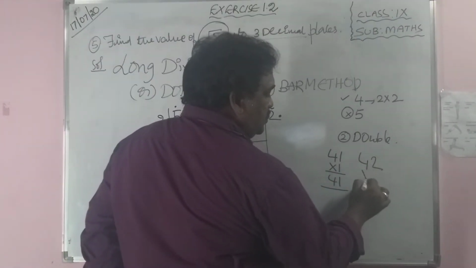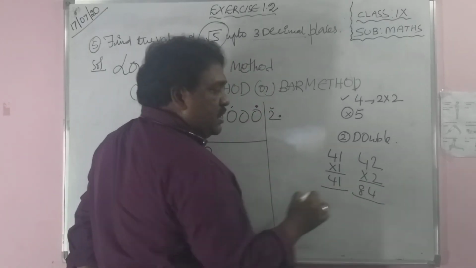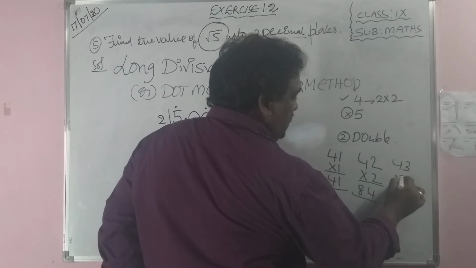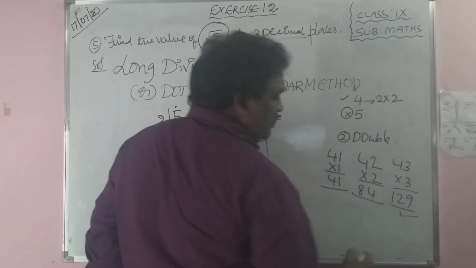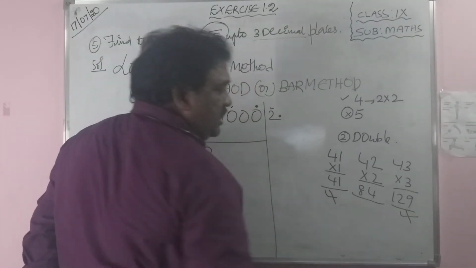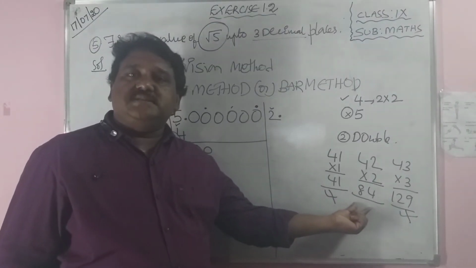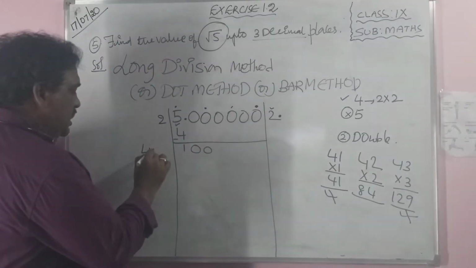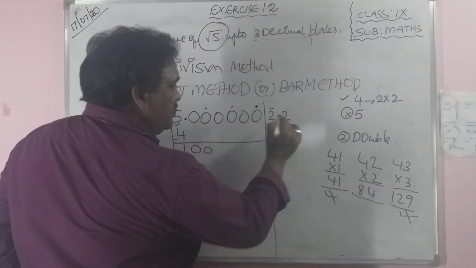42 into 2, 84. 43 into 3, 129. It is more. The first is very less. So take the nearest number. It is 84. So write 2 here and write 2 here also.